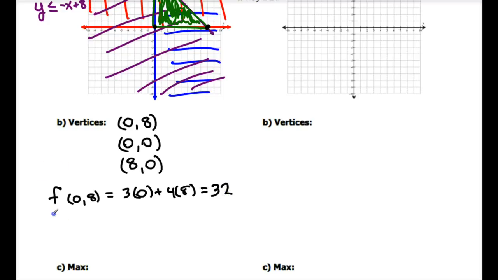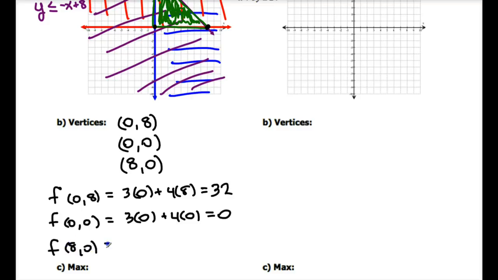Okay, and then we'll go ahead and do f of 0, 0, which is just going to be 0. 3 times 0 plus 4 times 0 is 0. And then finally, f of 8, 0. Plug in a 3 for x and a 0 for y, and that gives you 24.